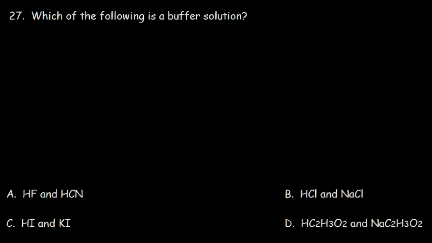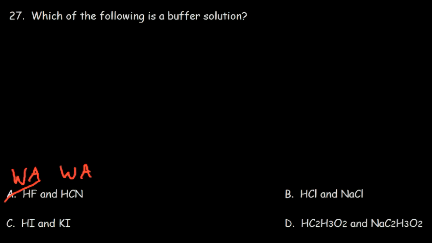27. Which of the following is a buffer solution? Is it A, B, C, or D? Now, keep in mind that a buffer solution is the combination of a weak acid and its conjugate weak base. So, let's look at answer choice A. HF is a weak acid, and HCN is a weak acid. We don't have any weak bases, so A is eliminated.